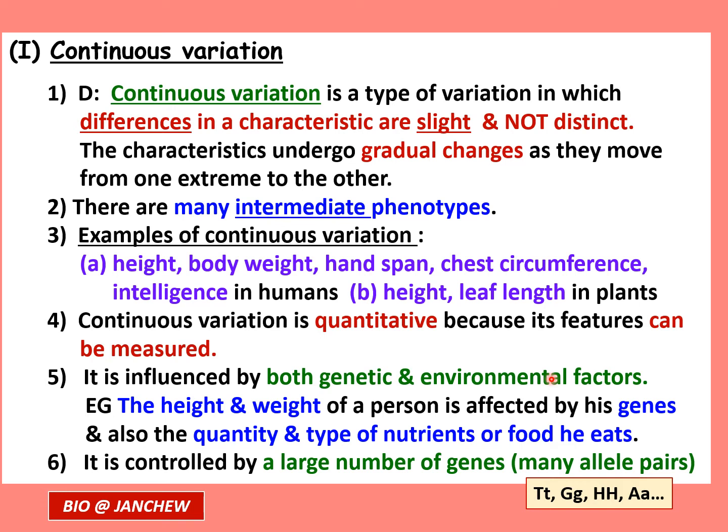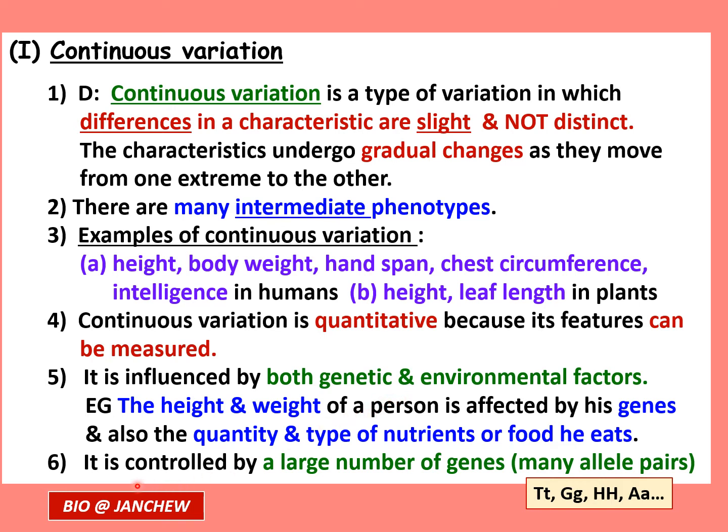Another example is skin color. So skin color is genetically determined, but it is also affected by sunlight, the amount of sunlight that we are exposed to. The more sunlight a person is exposed to, the darker the skin color.